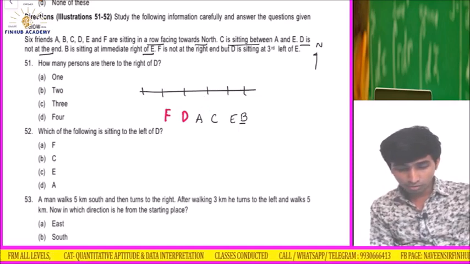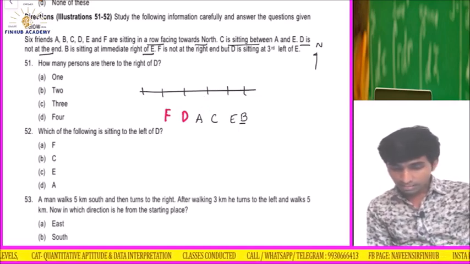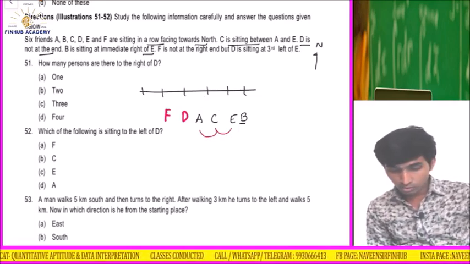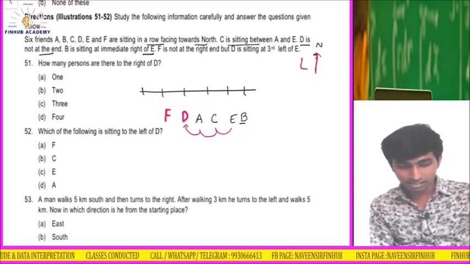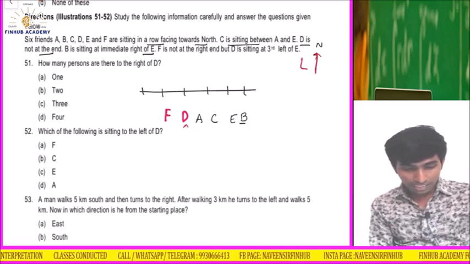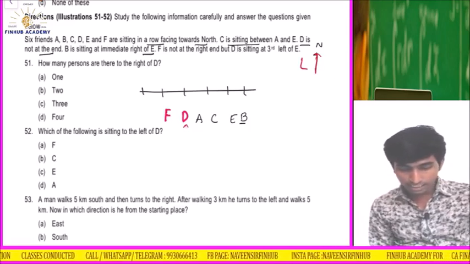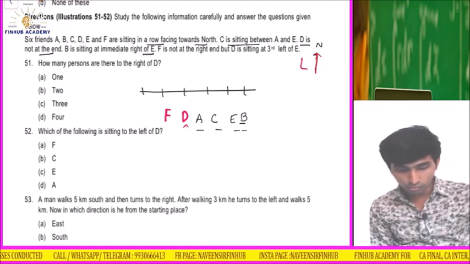So let's see what they have asked. D is to the left of the E, remember 1, 2, 3. So they are facing like this, so left side is this. Please be careful. How many persons are there to the right of the D? 1, 2, 3, 4. Answer is what? D, 4.